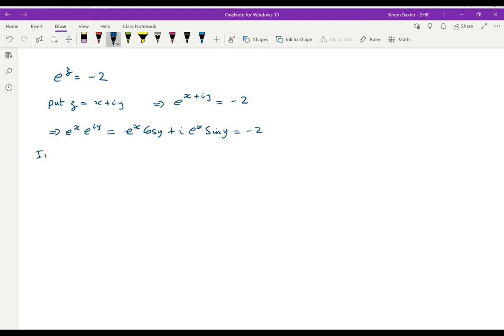Well, if we equate imaginary parts, on the left-hand side, we've got e to the x sine y, and on the right-hand side, 0. Well, this tells us that sine y must be 0, since e to the x cannot be 0. X is a real number. Therefore, y is equal to n pi.